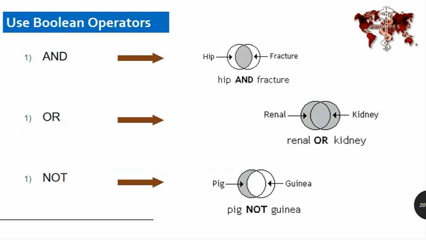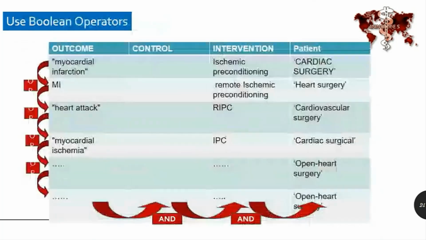I hope you're familiar with AND, OR, NOT, as explained in the previous lecture. Then, how do you use the Boolean operators? In the case of synonyms, whatever terminologies you are using for the outcome, you have to separate by OR, the Boolean operator OR, and you have to bind all the different search strings for outcome, control, intervention, and patient with AND, so that it shows here they have to be connected with AND, right?